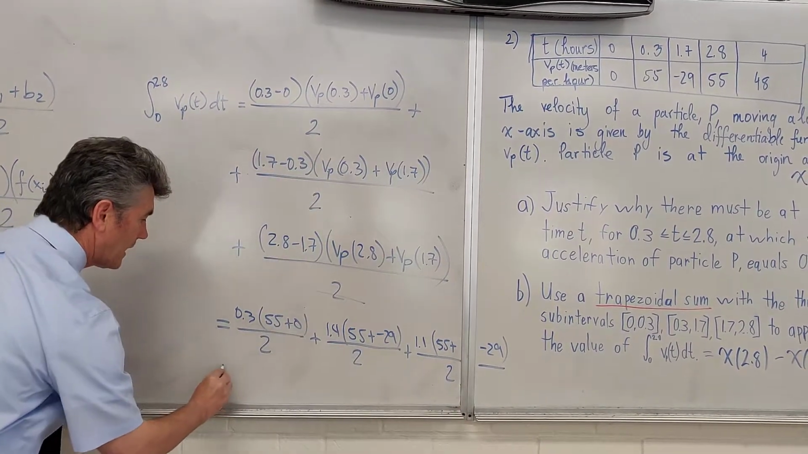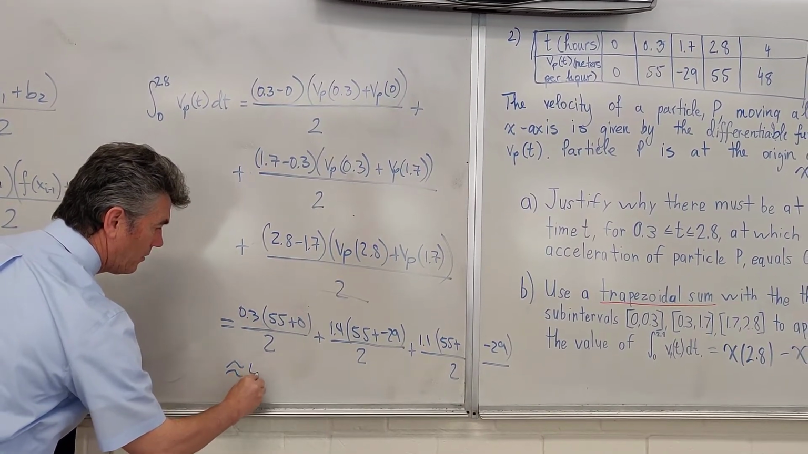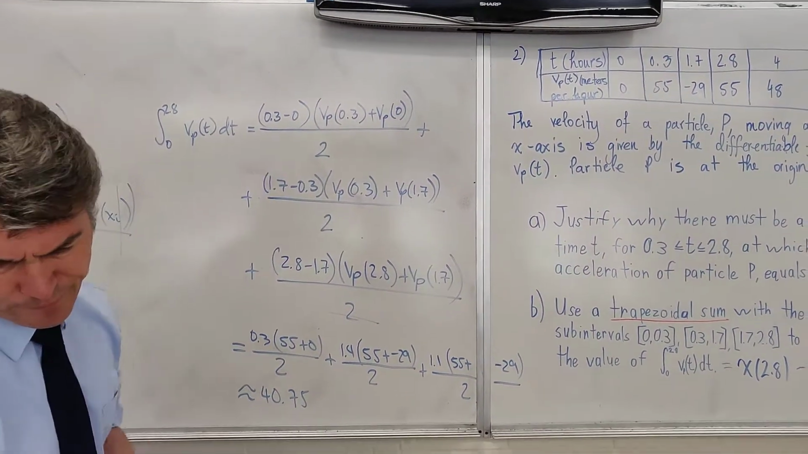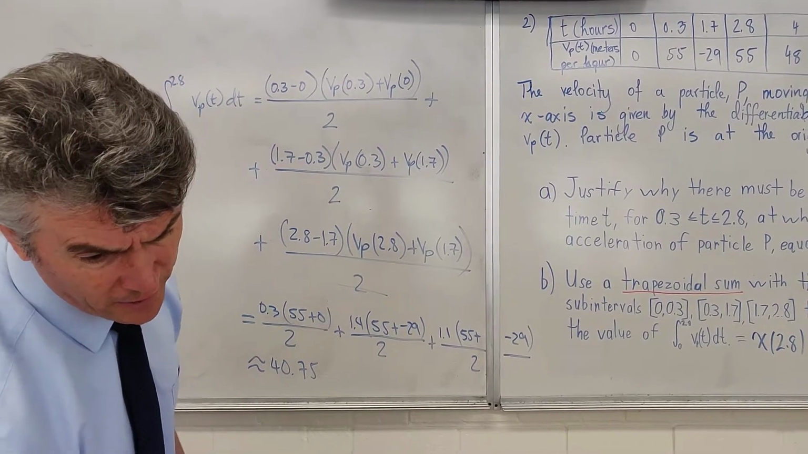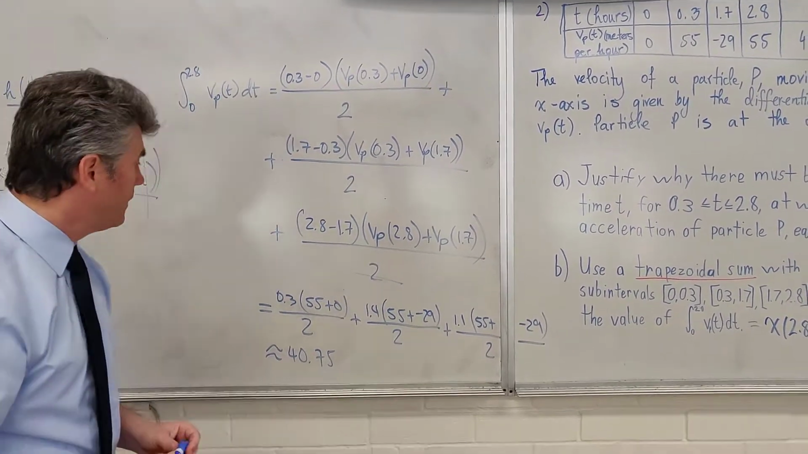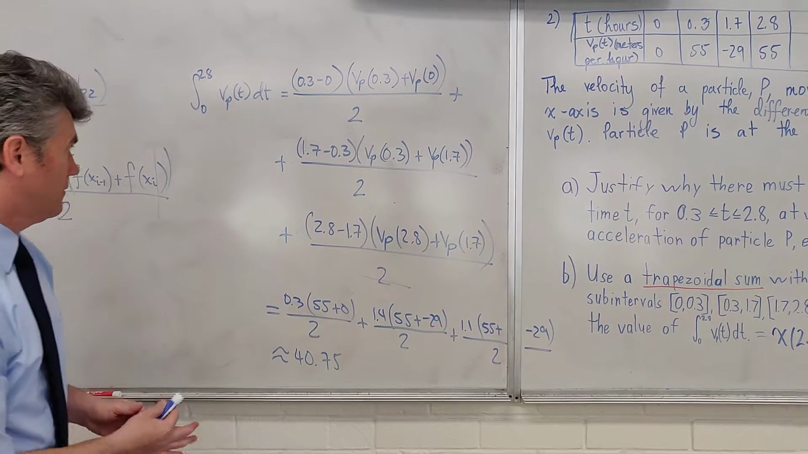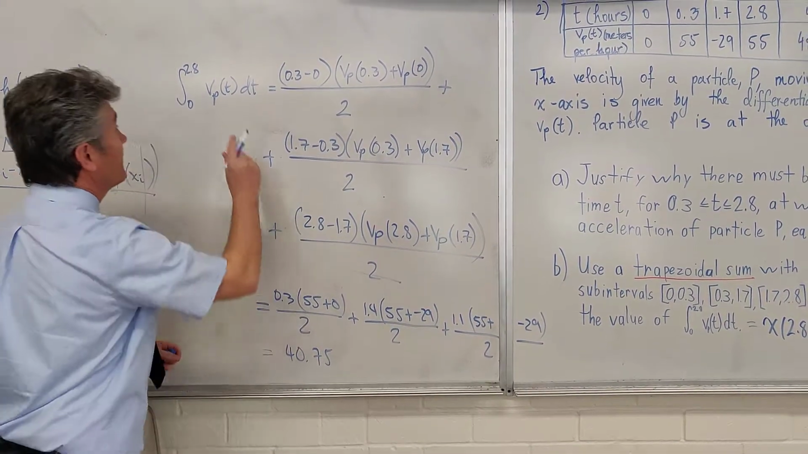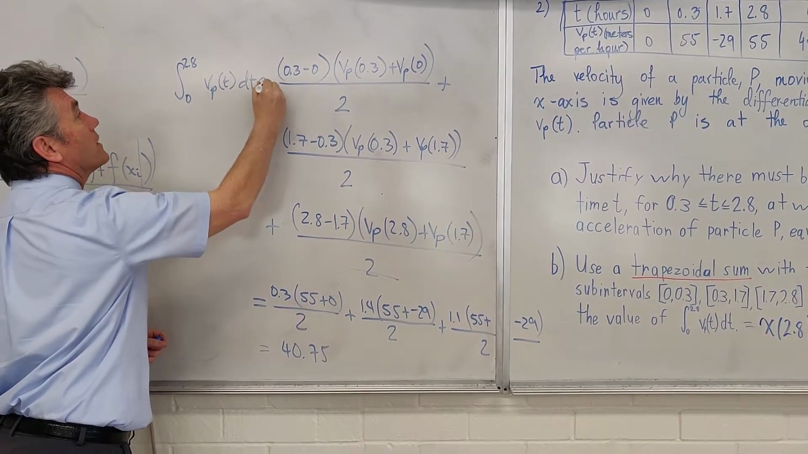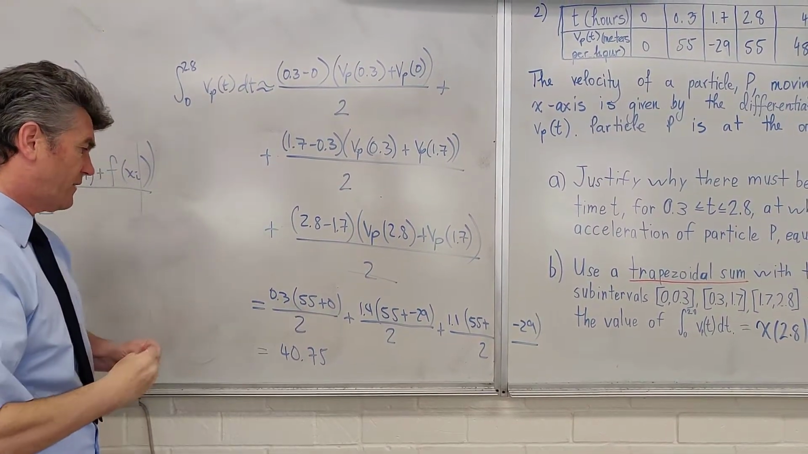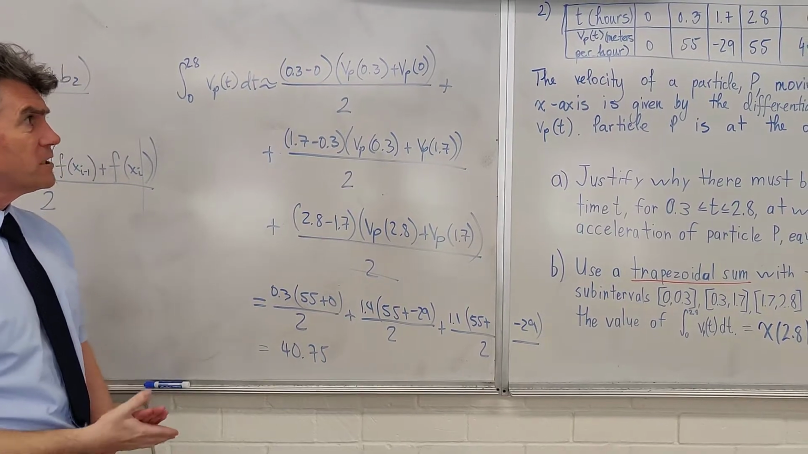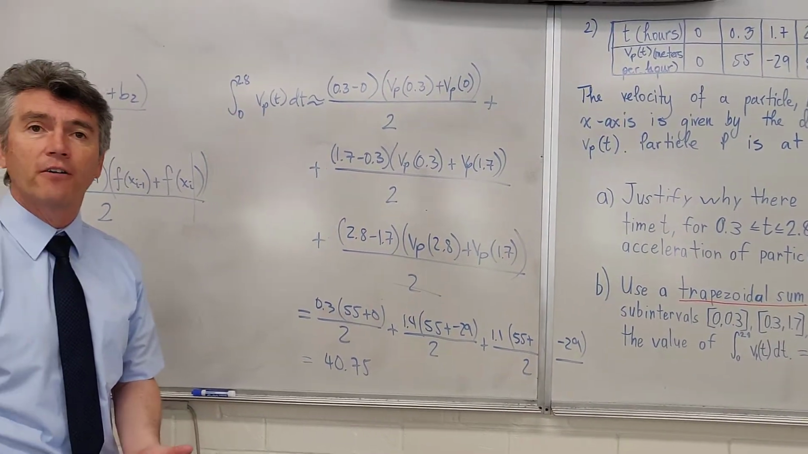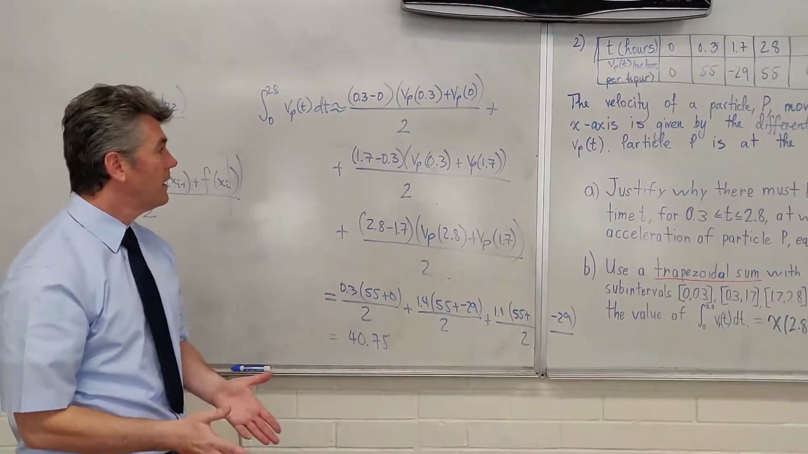It turns out that this is approximately 40.75. Let me just check. You should take your calculator, enter that into your calculator, and I am right. Well, this should be equal to 40.75. But that's that. So for this problem, there's only one thing that you need to remember, and that is, how do I find the area of a trapezoid? And that's the end.